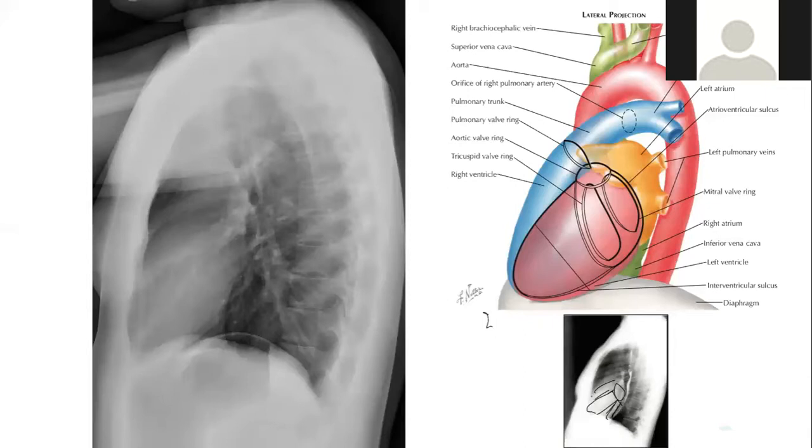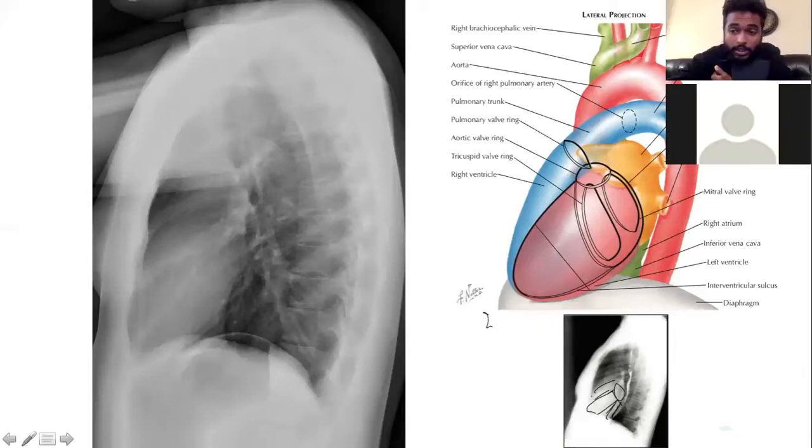And another cool thing is you can't really see valves on chest X-rays unless they're valve replacements. But if you draw a line from where the hilum is to the apex, anything above that is going to be your aortic valve. Anything below that is going to be your mitral valve. So let's say the hilum is around somewhere here, and if you draw it to the apex, anything above that is aortic, and anything below is the mitral.